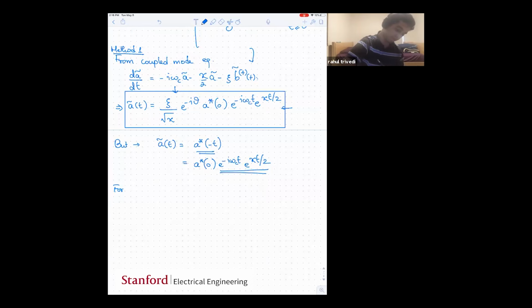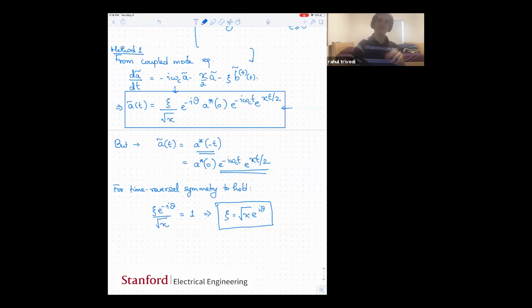So for time reversal symmetry to hold, we immediately get that xi times exponential minus i theta upon square root of kappa is equal to... 1. Right? Which means that xi is equal to square root of kappa times exponential i theta.